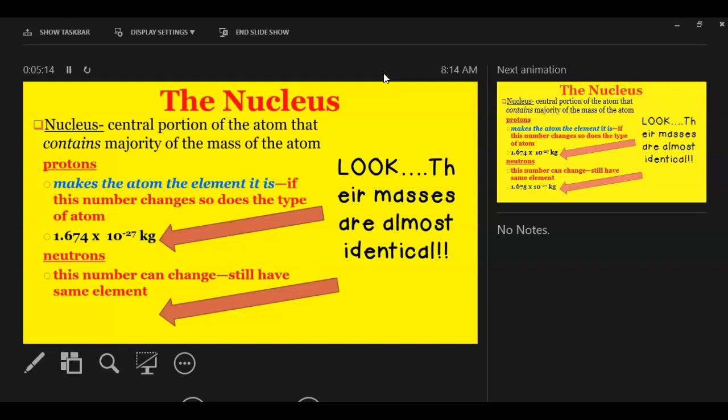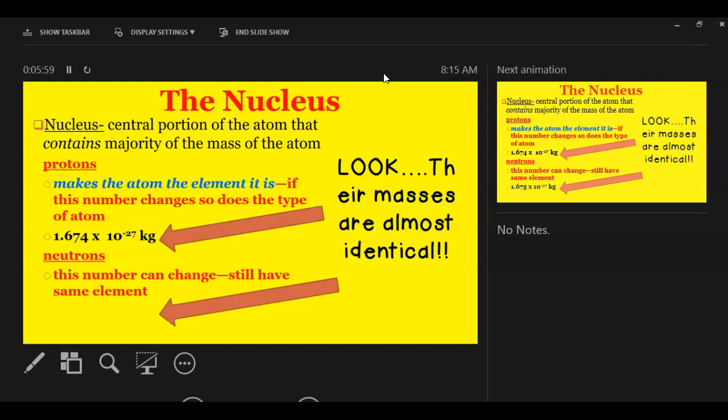Now let me explain that to you. If the number of protons changes, so does the element. So that number of protons inside of the nucleus really makes the atom what it is, or the type of atom it is. Okay? Helium, 2 protons. Iron, 26 protons. Uranium, 92 protons. So that number of protons makes the element unique. It makes the atom the type of element it actually is.